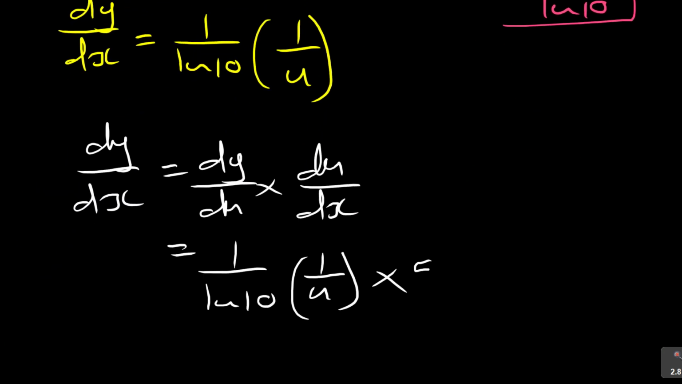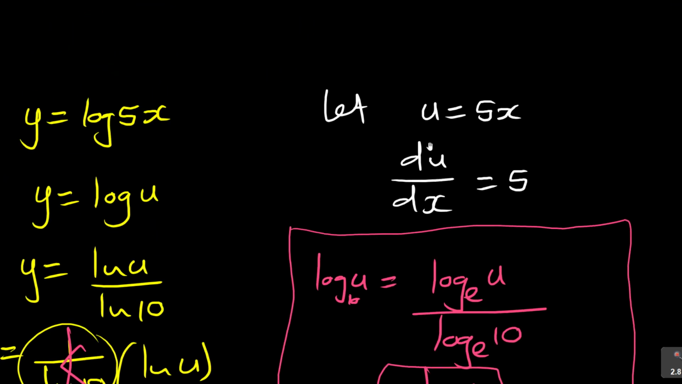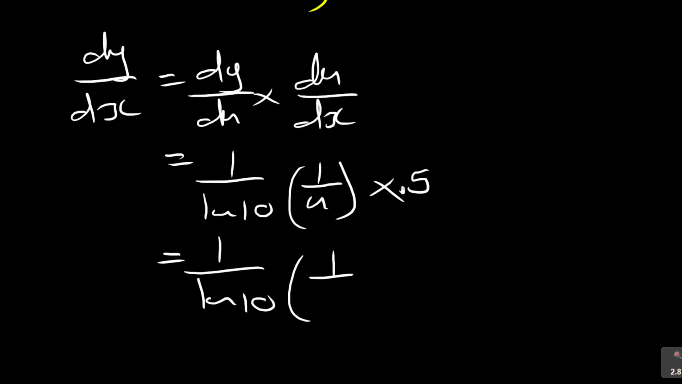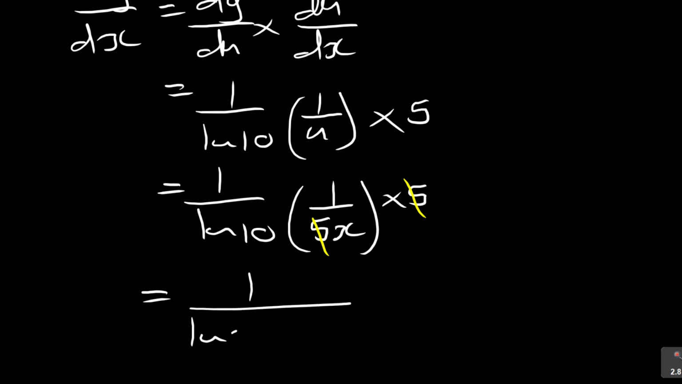This is 5. Now this is equal to 1 over ln 10, times 1 over, now what is u? We did mention that u was equal to 5x. So where there is u, I put 5x and then times 5. Then you can cancel that part. Are you with me? What does it become? It becomes 1 over ln 10.